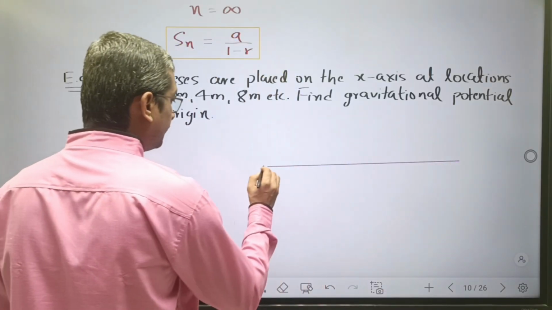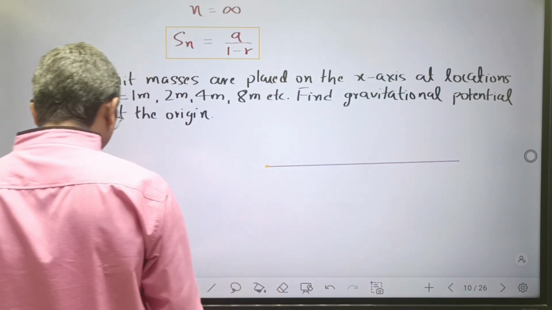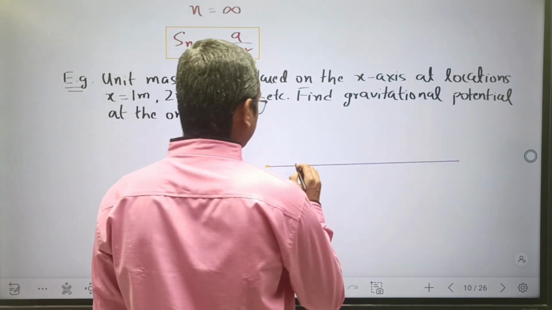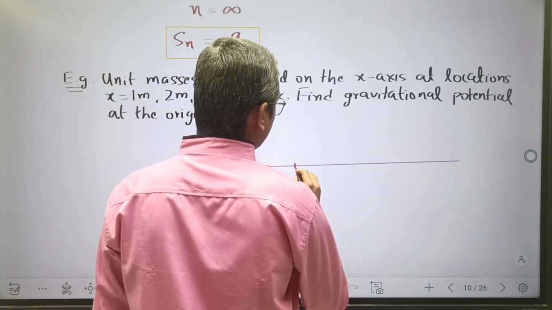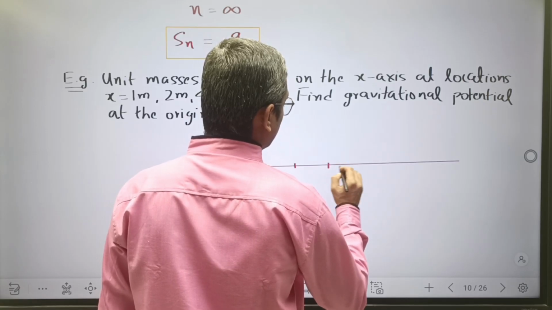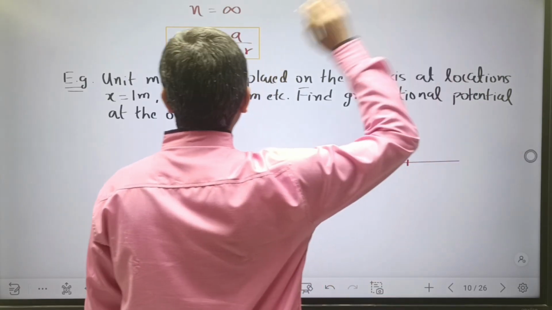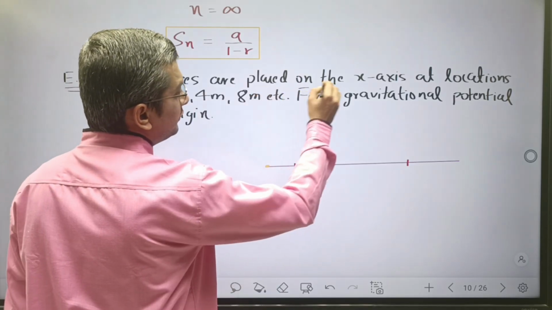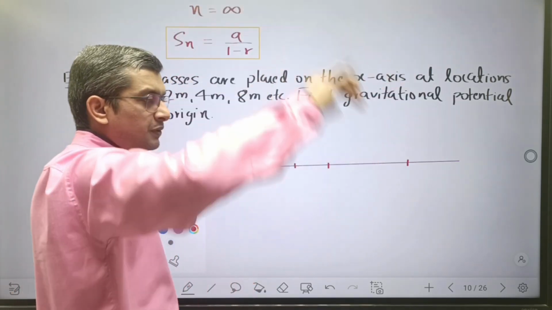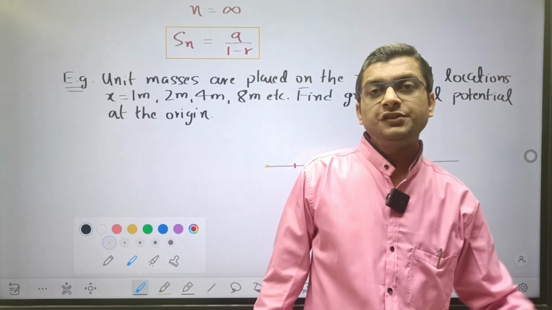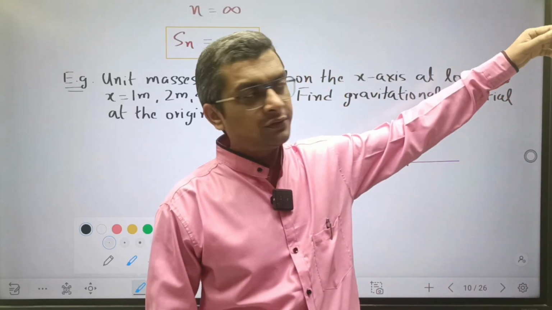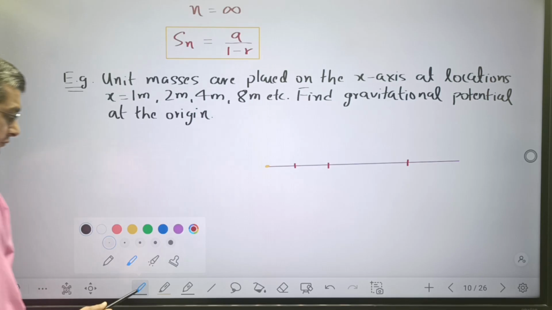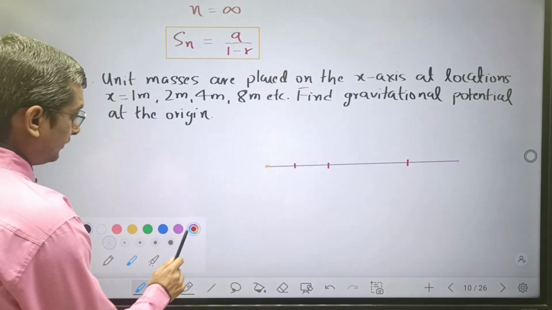Here it is the origin, and the unit masses are placed at x = 1, x = 2, x = 4, and so on. This etc means 8, 16, 32, 64, 128, 256, up to infinity; there are an infinite number of masses. So its solution will be like this.